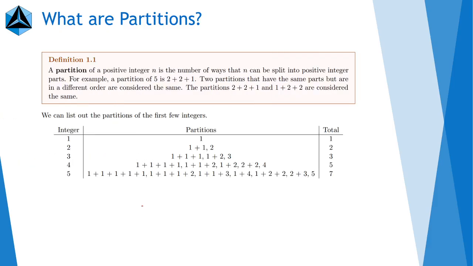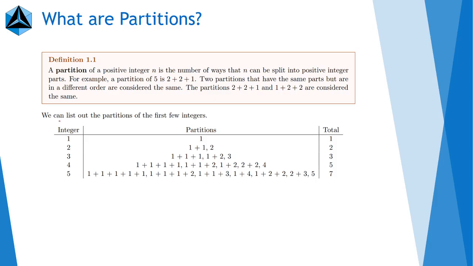And we have that a partition of a positive integer n is the number of ways that n can be split into positive integer parts. So for example, a partition of 5 is 2 plus 2 plus 1. Two partitions that have the same parts but are in a different order are considered the same. So the partitions 2 plus 2 plus 1 and 1 plus 2 plus 2 are considered the same partition.